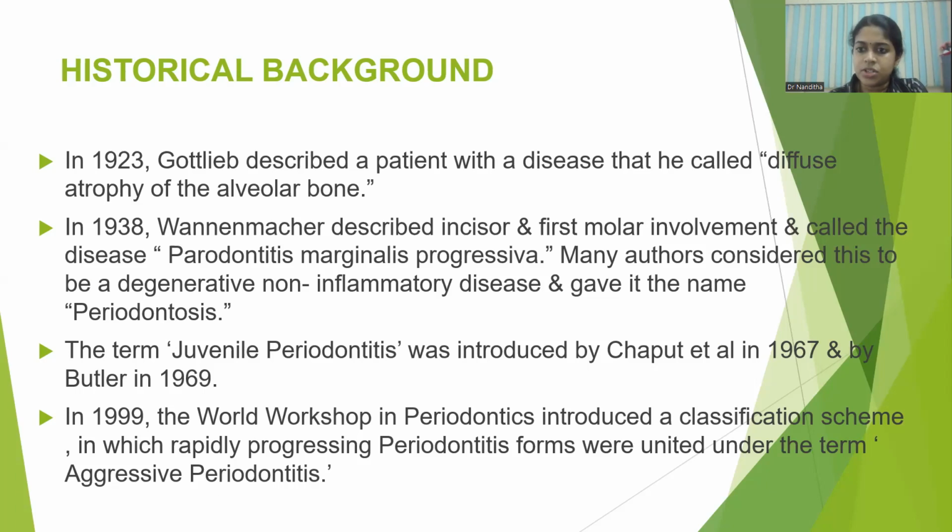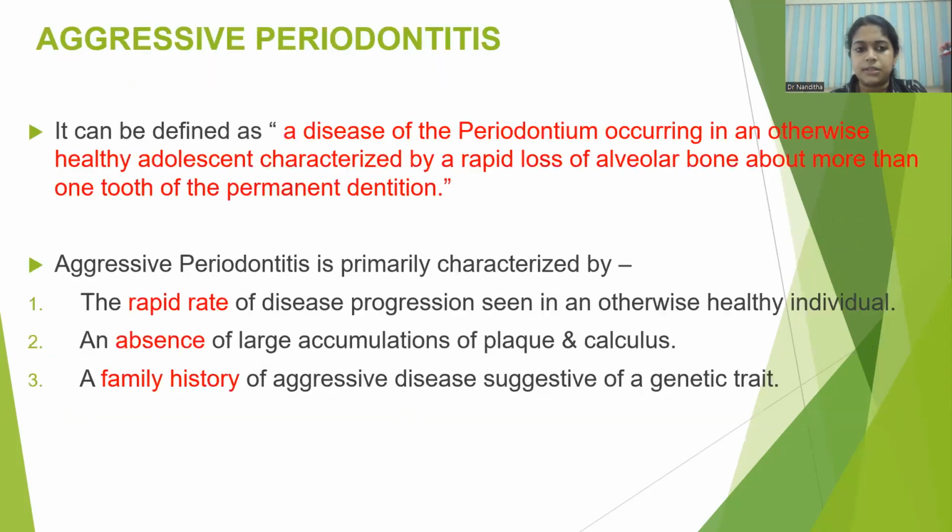So we'll just move on to history about the same. Initially, the term was coined by Gottlieb as a condition called diffuse atrophy of the bone. Later, Wannenmacher described it as a disease affecting incisors and molars and called it periodontitis marginalis progressiva. Later, the term juvenile periodontitis was coined by Chadwick, and finally in 1999, the World Workshop on Periodontics gave the term aggressive periodontitis as the nature of the disease is rapidly progressing.